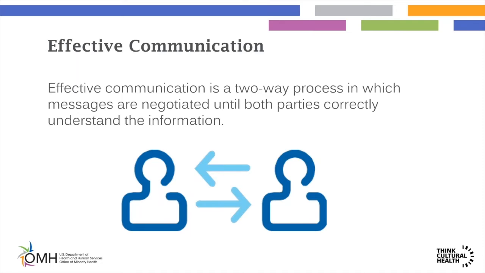It is a two-way process in which messages are negotiated until both parties correctly understand the information. The message must be unambiguous, timely, accurate, and complete. Effective communication is essential for all interactions and leads to comprehension. How do we know if there is a breakdown in communication? An easy way to tell is if things just don't move along. The plan in place doesn't happen. You might not even know what went wrong.